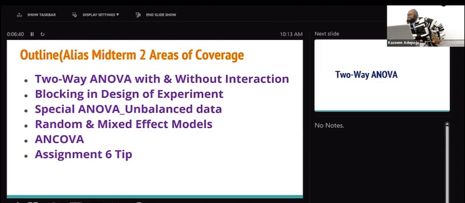Now, if you look at the outline, I call that Midterm 2 area of coverage. Two-way ANOVA with and without interaction. Blocking in design of experiment. Special ANOVA, which is analysis of sum of squares for when you're talking about unbalanced data. The random and mixed effect model. And, like I said, I'm going to give a tip on assignment 6. I want to tell you that midterm 2 will revolve around these areas. Now, let's get started.